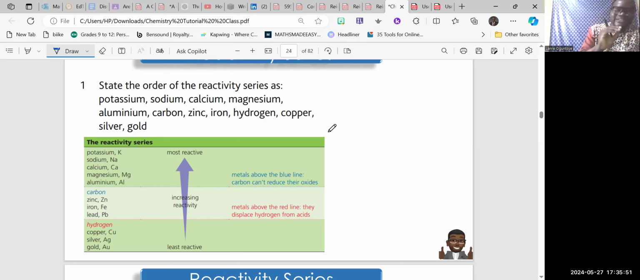So let's take the first group of metals, the most reactive metals. Potassium, sodium, calcium, magnesium, aluminum. After aluminum, then we have what? We have carbon. So carbon comes after what? Aluminum. So it means that carbon is more reactive than zinc, iron, tin, lead. Then immediately after lead, we have hydrogen. It means that hydrogen is more reactive than what?